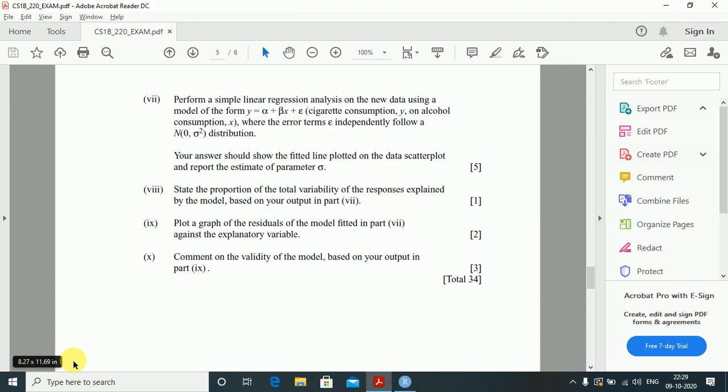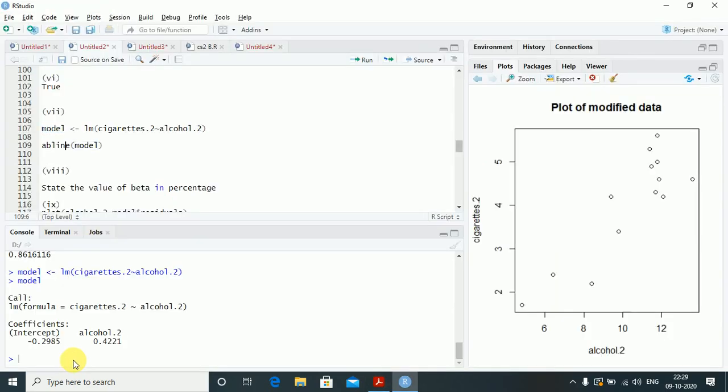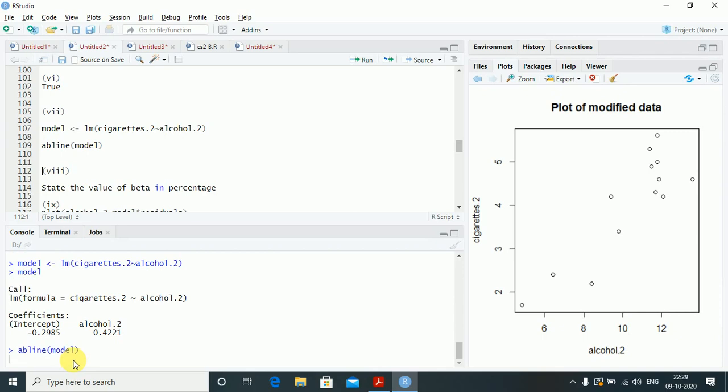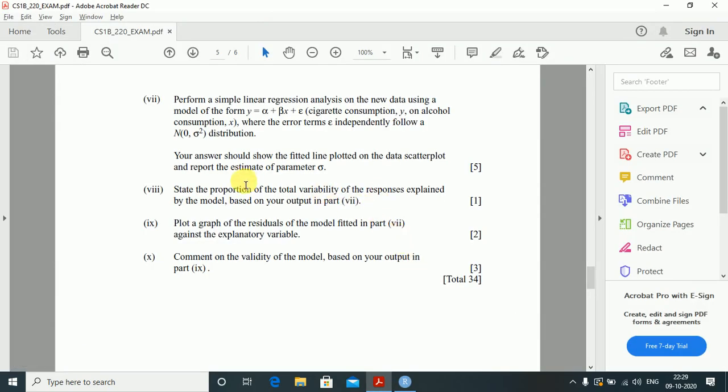Then we have been told the response is cigarette consumption, and your answer should show the fitted line on the plot of the data. So if you have drawn the model, you just do an abline of the model on the scatter plot. So this is the fitted line on the model, and you should also show the estimate of the sigma.